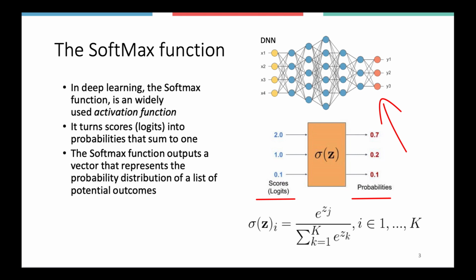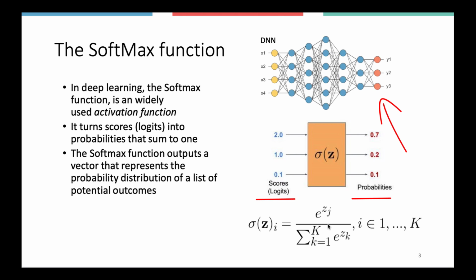The Softmax function outputs a vector that represents the probability distribution of a list of potential outcomes. For example, if you're running a neural network to classify animals, Softmax returns the probability for the image to be a dog or a cat. You can also see the mathematical definition of Softmax. For each value, we have the exponent of that value divided by the sum of the exponents of all of the other values.